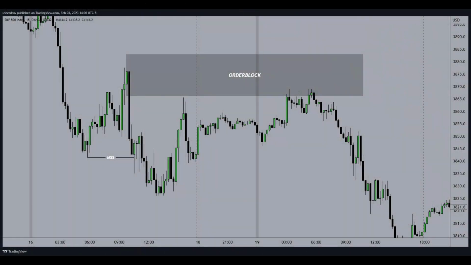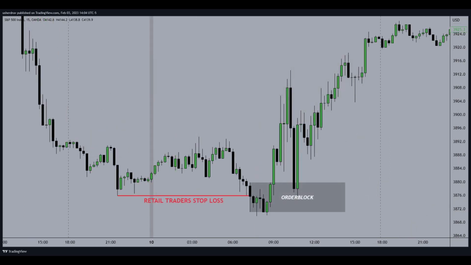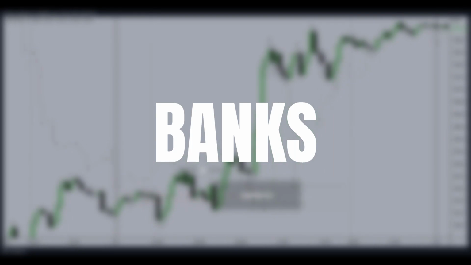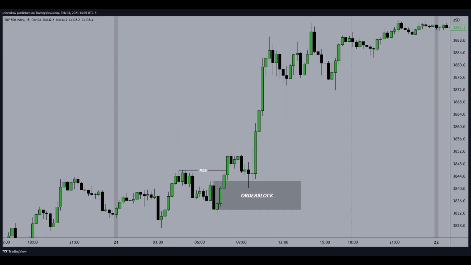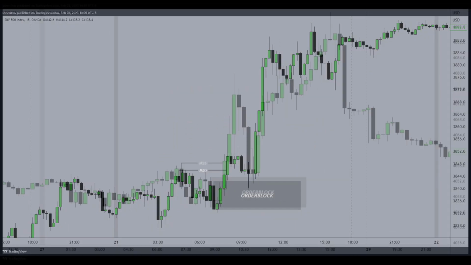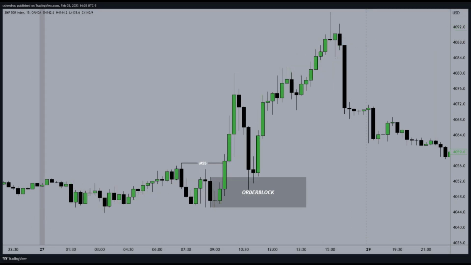Let's start from the beginning. What is an order block? An order block is a candle that is in the opposite direction of the market order flow. It is the area in the market where the banks put the limit in. So, you can see big moves from the order block. I hope you understood what an order block is.